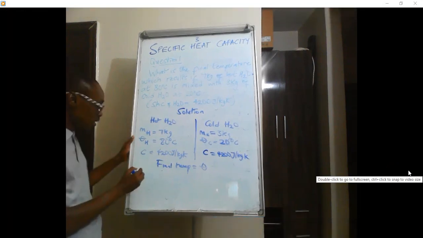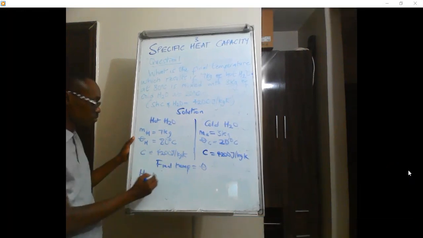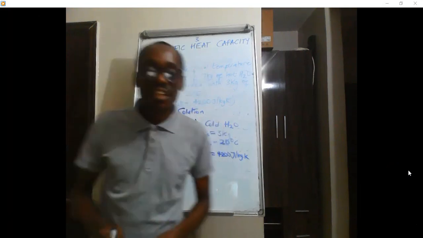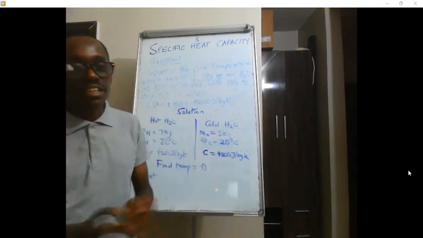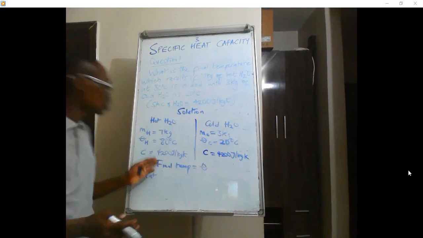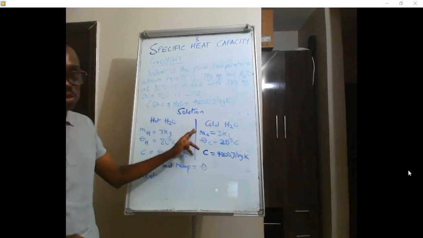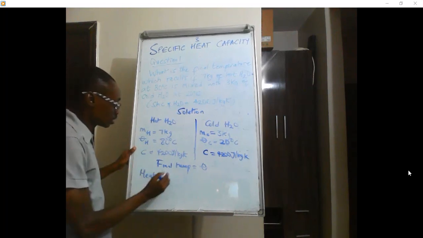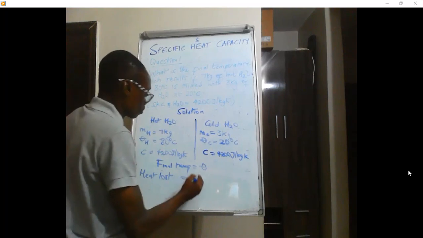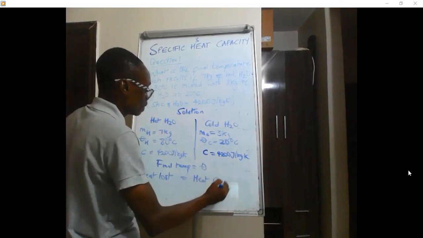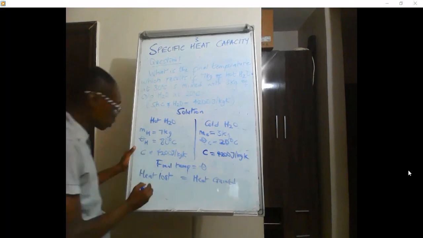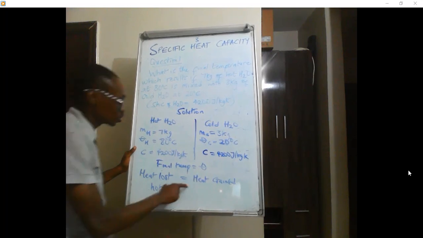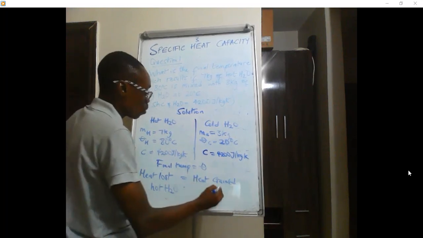So we're going to use the method of mixture, or calorimetry, which is based on the principle that heat lost is equal to heat gain. So the heat lost by hot water is going to be equal to the heat gained by the cold water. Heat lost equals heat gain. The one lost by hot water is equal to the one gained by the cold water.